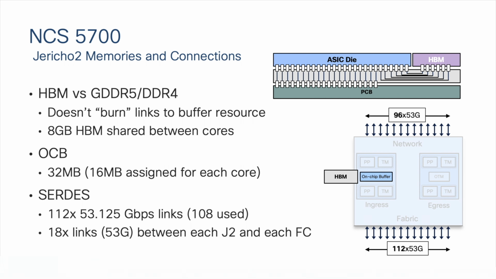On the buffer side, we still have a hybrid model with both internal and external packet memory. Internally, the buffer size doubled compared to Jericho and Jericho Plus. Now we have 32 MB. For external buffer, we no longer use GDDR5, but instead HBM, for high bandwidth memory, directly connected to the chipset via an interposer. The main benefit of this approach is we don't consume links to connect to the memory, and we can offer a higher bandwidth in total. This HBM is 8 GB large and is shared between the 2 cores.